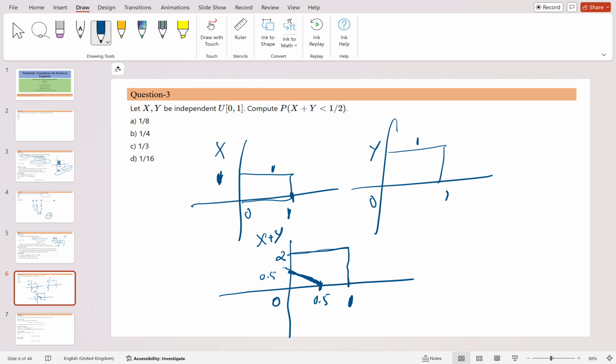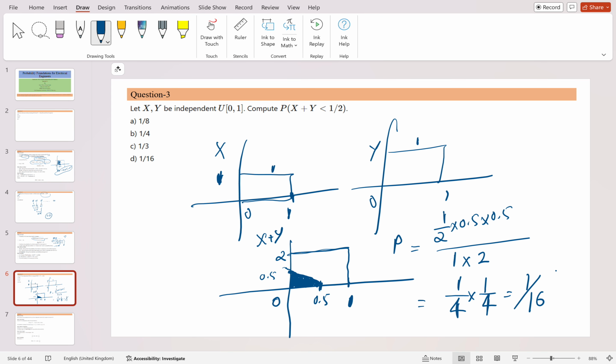So when you calculate the probability, this will be the region where the sum will be less than 0.5. So what will be the probability? The probability will be simply this area, half multiplied by 0.5 multiplied by 0.5, over the overall area, which is 1 multiplied by 2. Try to find out the value: 1 by 4 multiplied by 1 by 4. It will be 1 by 16 basically.